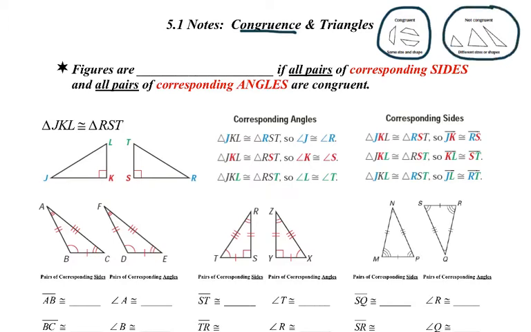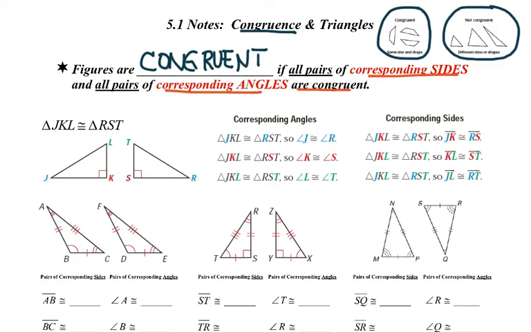So any shapes are congruent. What makes them exactly the same is if all the corresponding sides and angles are equal. All pairs of corresponding sides and all pairs of corresponding angles are equal. So specifically with triangles, it's going to be 3 pairs of corresponding sides and 3 pairs of corresponding angles.